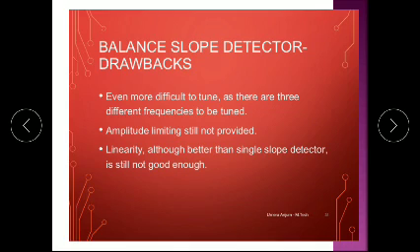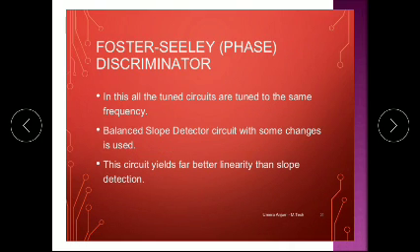So balanced slope detector drawbacks are there. It is even more difficult to tune as there are three different frequencies to be tuned. Amplitude limiting is still not provided. Linearity, although better than the single slope detector, is still not good enough. Foster-Seeley phase discriminator: in this, all the tuned circuits are tuned to the same frequency. A balanced slope detector circuit with some changes is used. This circuit yields far better linearity than slope detection.